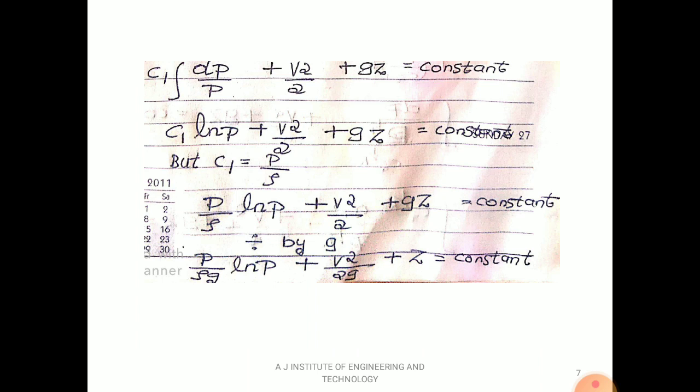But from equation 1 we have C1 equal to P by rho. So just substitute P by rho in place of C1. So P by rho ln of P plus V square by 2 plus Gz equal to constant. Divide the entire expression by G. So that gives P by rho G ln of P plus V square by 2G plus Z equal to constant.